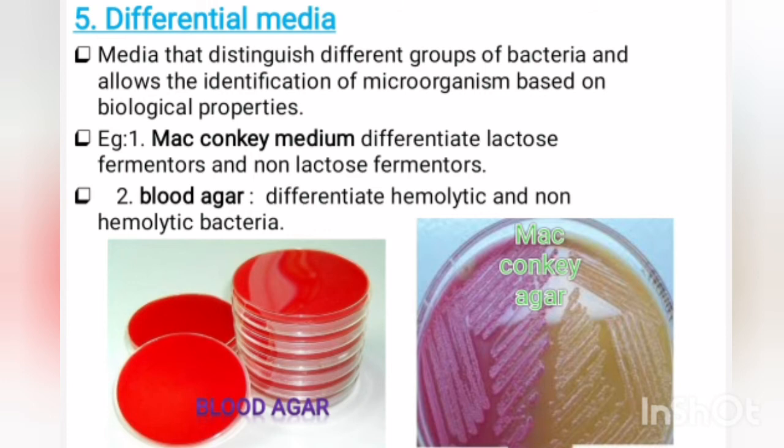MacConkey medium consists of peptone, lactose, agar, neutral red, and taurocholate. It shows lactose fermenters as pink colonies, while the non-lactose fermenters appear colorless or pale. So the lactose fermenting microorganisms appear as pink colored colonies in the MacConkey medium. MacConkey media is an indicator media.